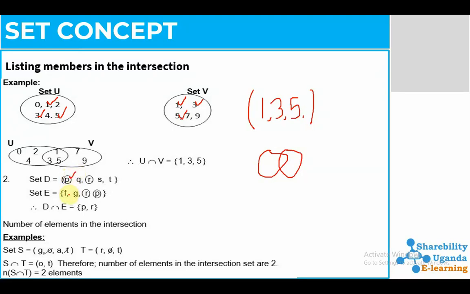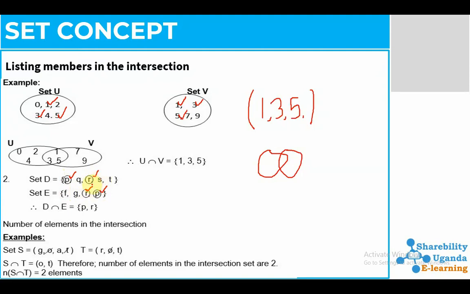When you look for a P here, we also have it here. Okay, we have a Q. Can we get a Q here? No. We have an R. Can we get an R here? Yes. So we tick it. We give it a tick because it happens in all sets.